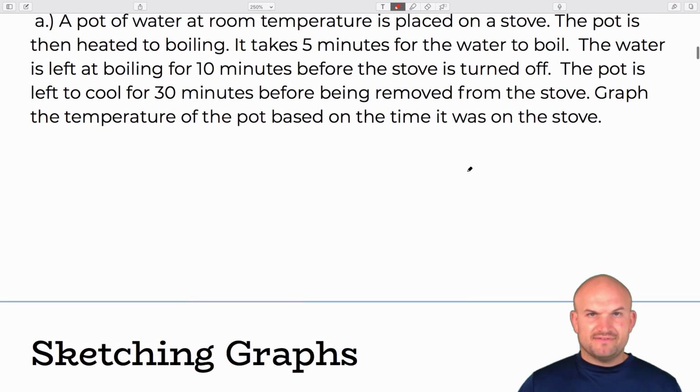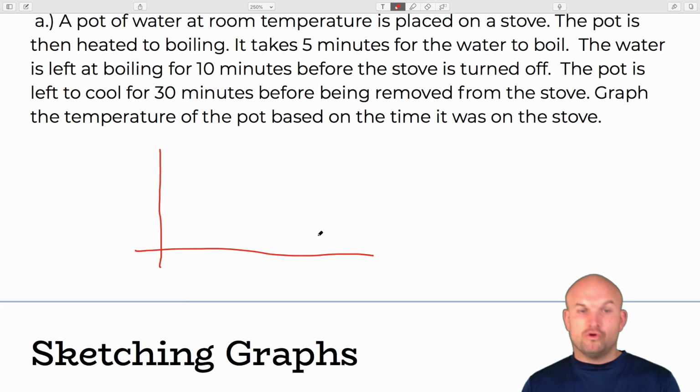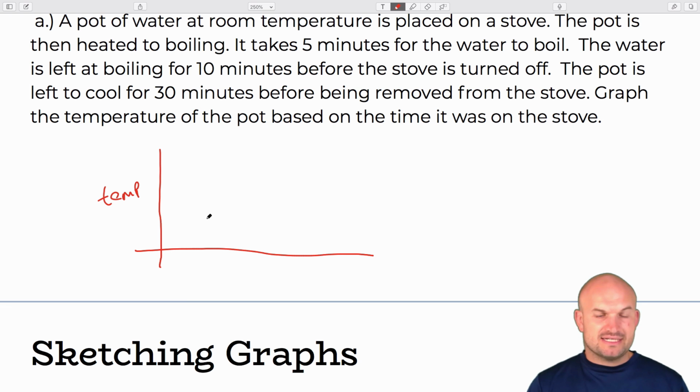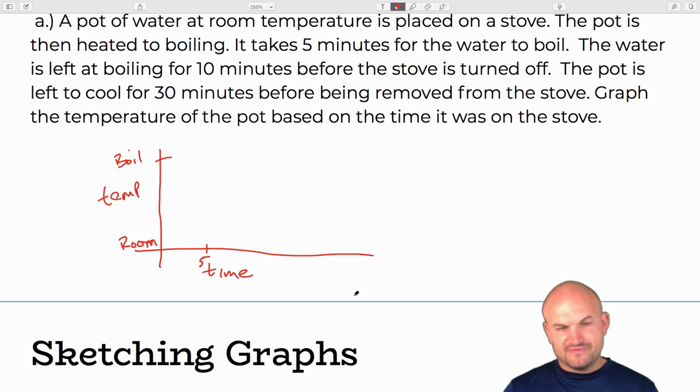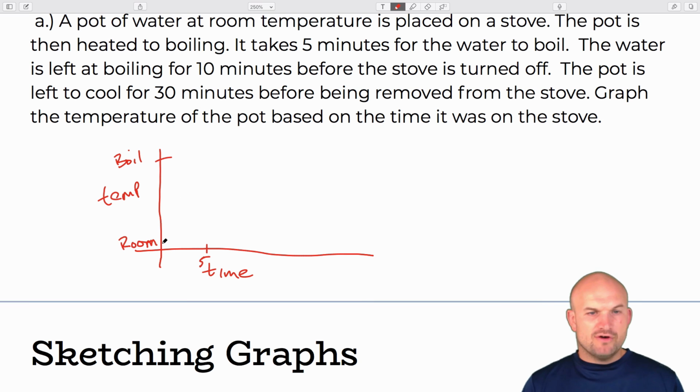So the point of this is not for students to get this graph correct, but just for them to understand the relationship of a word problem as well as what that graph would look like. So for instance, let's just say this is going to be the temp. I'll put the temp on this axis and the time on this axis, right? So basically we have from 0 to 5, it's being heated up. Now, again, rather than going into all these temperatures, Celsius, Fahrenheit, I'm just going to say here's room temperature, there's boiling. So from 0 to 5, it increases, right?